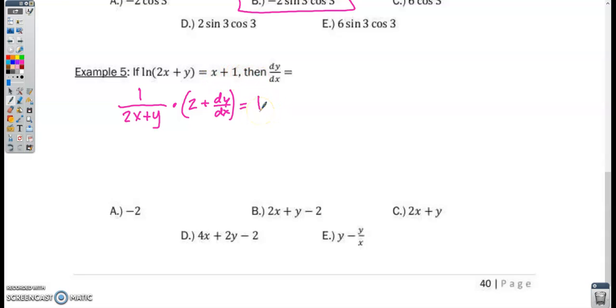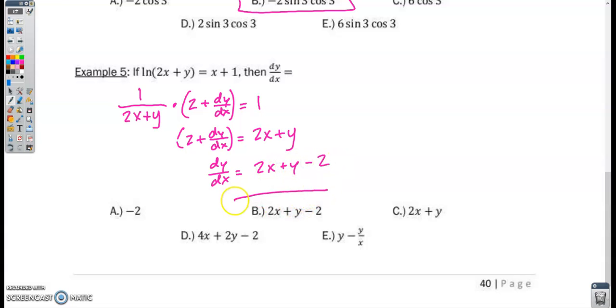going to be 1. I think the easiest way for me to solve for dy dx here is just going to be to multiply both sides by the reciprocal of this piece in order to get what's inside the parentheses here by itself. So I multiply by 2x plus y. 2x plus y times 1 gives me 2x plus y. And then to get dy dx by itself, I'm just going to go ahead and subtract 2. And it looks like B is our answer.